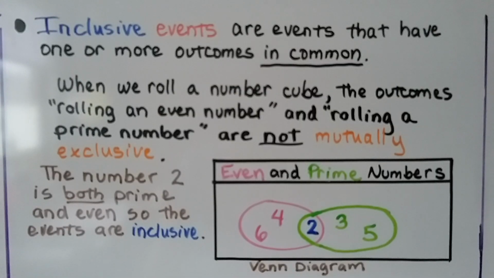Inclusive events are events that have one or more outcomes in common. When we roll a number cube, the outcomes rolling an even number and rolling a prime number are not mutually exclusive. They could happen at the same time. So if we have even numbers of 2, 4, and 6, and we have prime numbers that are 2, 3, and 5, the number 2 here is both prime and even. So the events are inclusive. This is our Venn diagram.